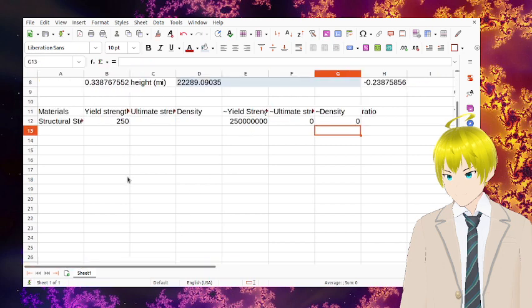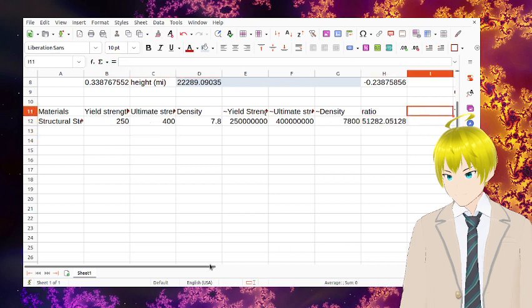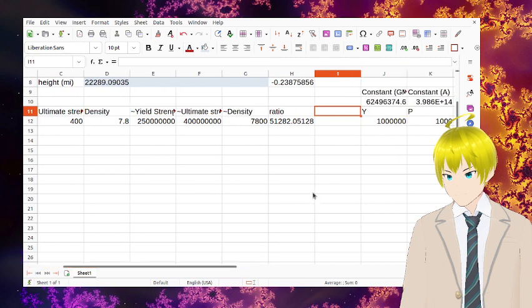Okay, now we can start plugging in values, and then our ratio is going to be equal to, what we want is K over, so we're going to have two ratios. I guess we'll do ultimate strength divided by density. Let's start plugging in values straight from the spreadsheet. So this will be 200, this will be 400, and this will be 7.8. So here's our ratio.